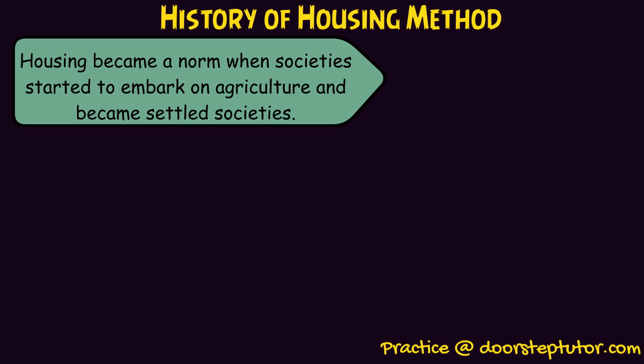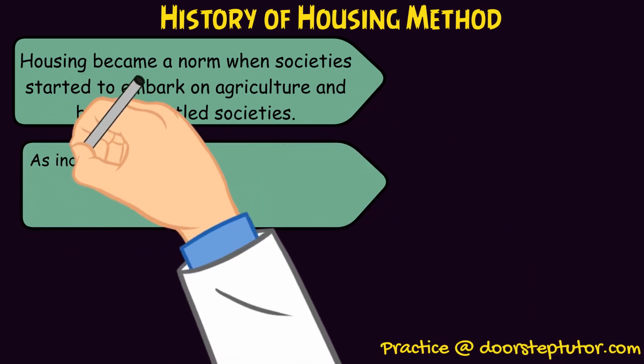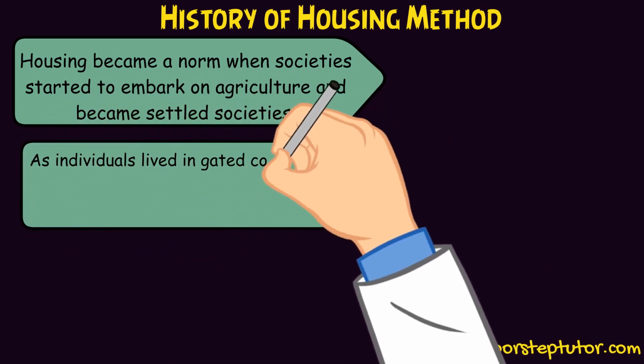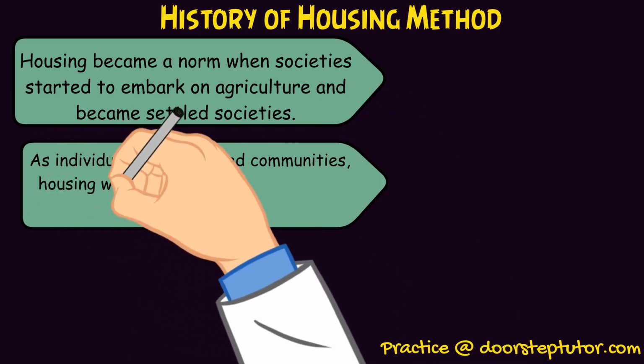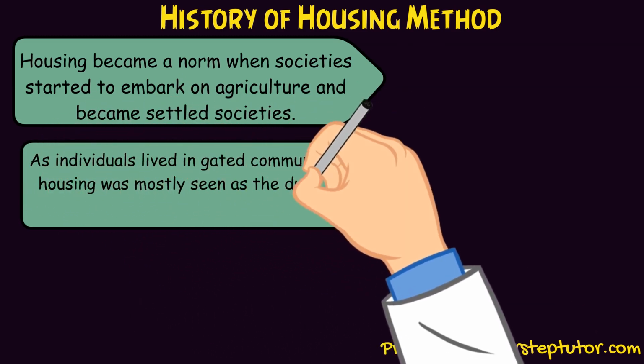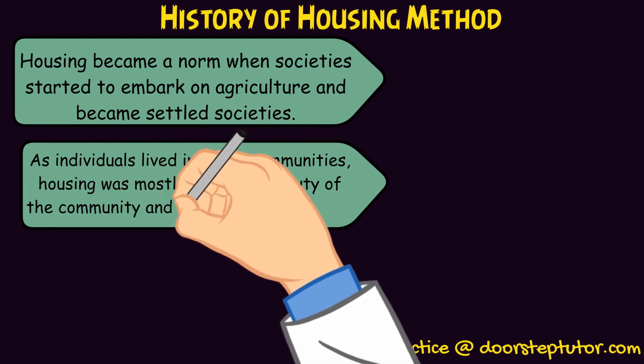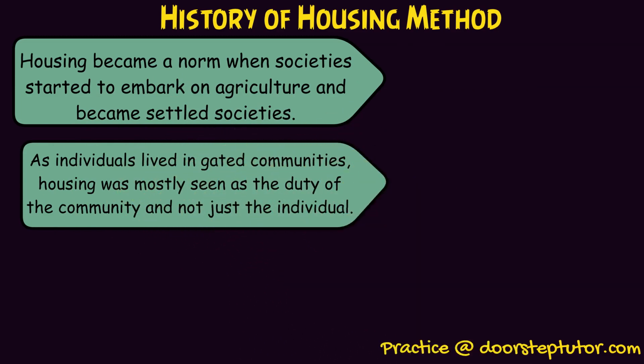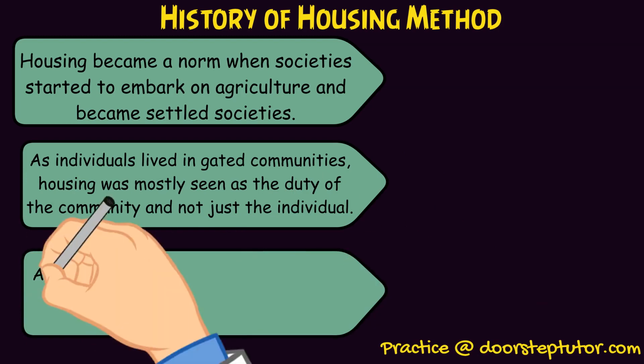This was because their livelihood was dependent on a plot of land that was fertile for growing crops. Under such conditions, individuals started to live in gated communities, that is, communities that have a kinship or ancestral link with each other. This is why welfare of the individual and provision of shelter was seen as the duty of the community and not simply of the individual.